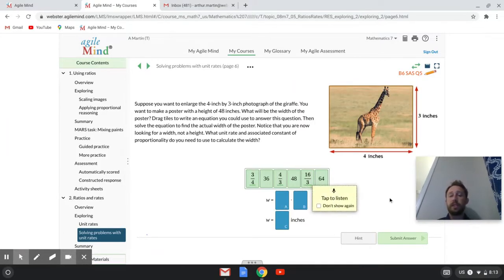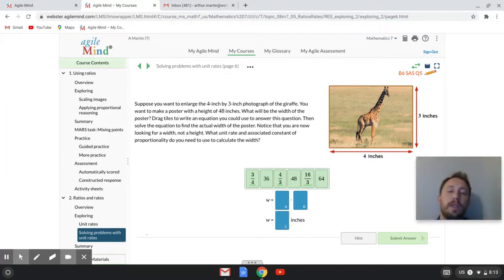So looking at page 6, it says, suppose we want to enlarge the 4-inch by 3-inch photograph of the giraffe. We want to make a poster that has a height of 48 inches, and we want to determine what the width of the poster will be. It says drag tiles to write an equation that we could use to answer this question. And then we're going to solve the equation to find the actual width of the poster.